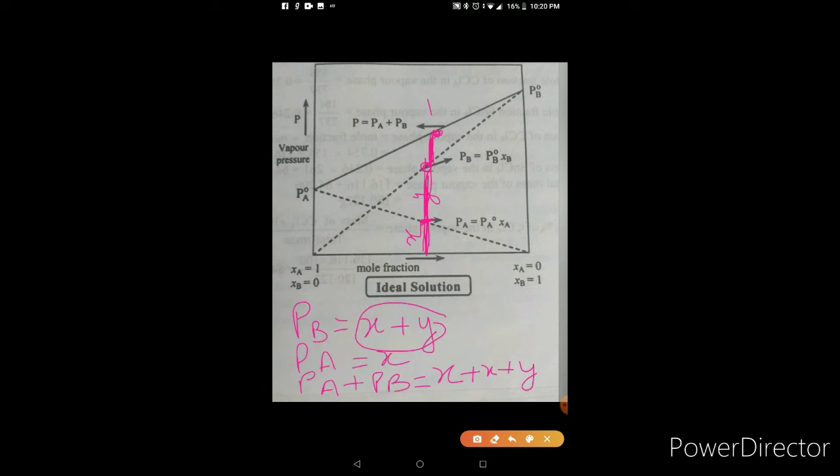That means this point will be our P total, right? And if we join P naught A to P naught B, any point on this line will be P total at that point. So that represents P total.